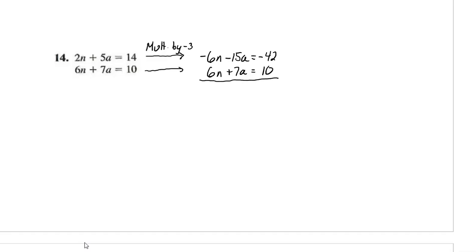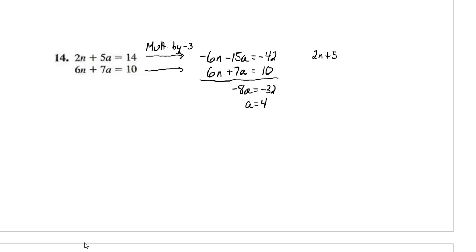Once opposite variable terms are created, now use addition to combine together the two equations. This makes -8a is equal to -32. Therefore, a is 4. Now substitute 4 into either of the equations, first or second. I'm going to choose the first equation.